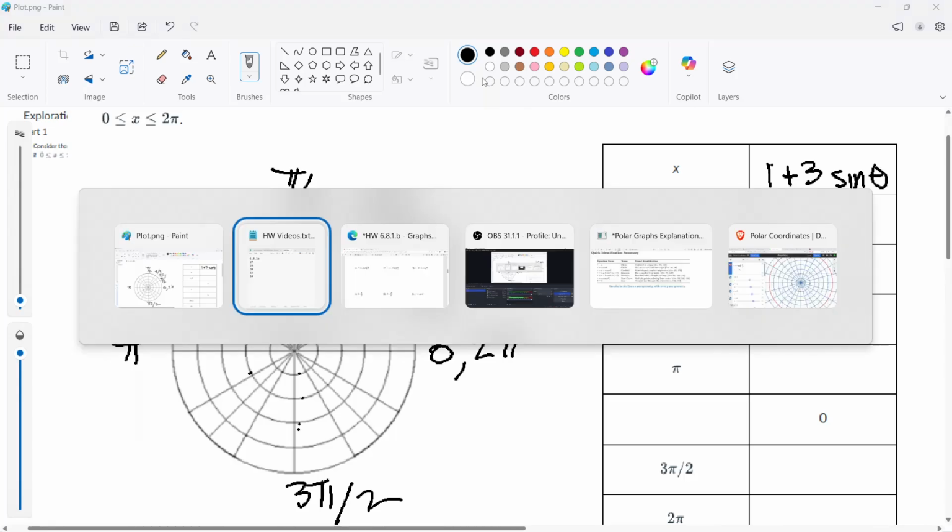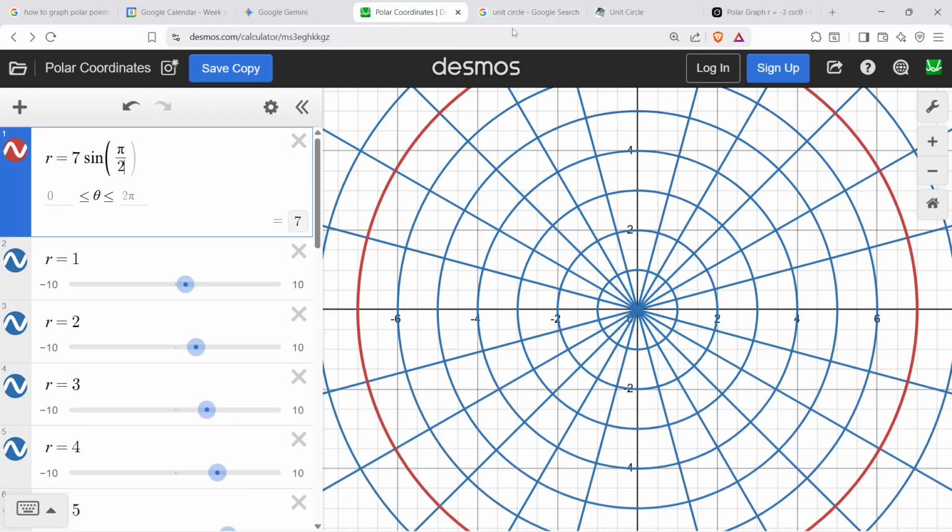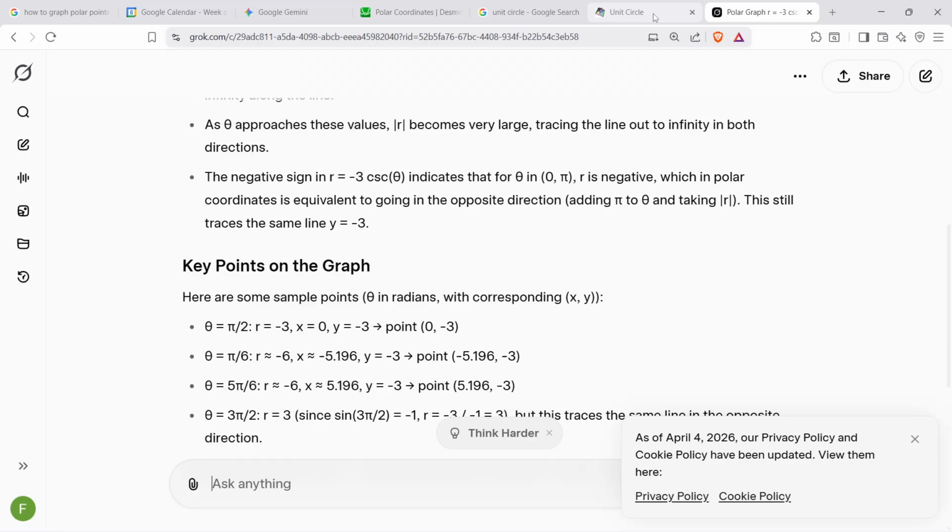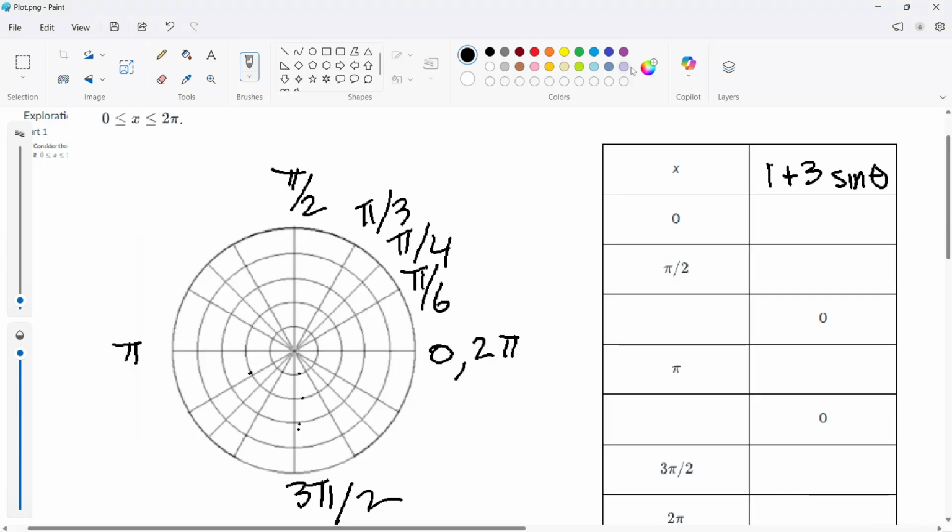So sine of 0, do you remember your unit circle? I need 0. Where's my unit circle? There's 0. Sine of 0 is 0. So 1 plus 3 times 0 is just 1. So at 0, it's at 1. 0 degrees. So here's 0 degrees. It's at 1.